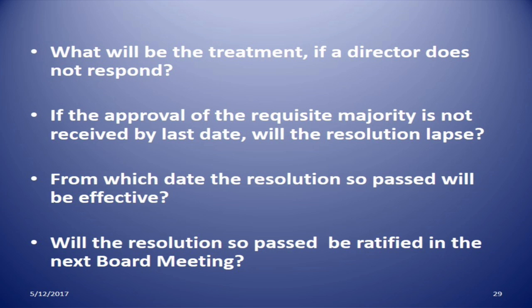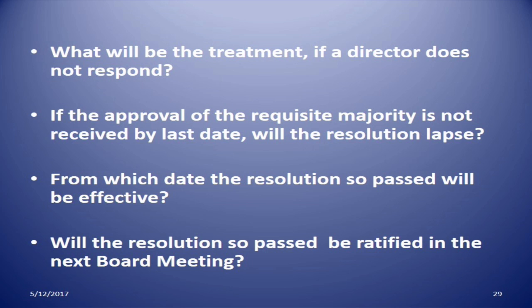Now if the approval of the requisite majority is not received by the last date, will the resolution lapse? Suppose in this case 10 directors are there, 5 directors respond by tomorrow, that is 13th, and no other director responds till 19th. What will happen to this resolution? Will it be treated as passed? The answer is no, because the resolution has to be passed by majority of the directors, and the majority is 6 in this case. As the resolution has been approved by only 5 and no other director has responded, the company has to wait till 19th. On 19th, the resolution will lapse, it will fail, it will not be treated as passed.